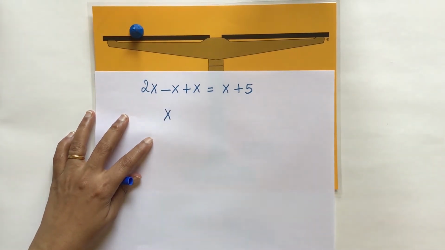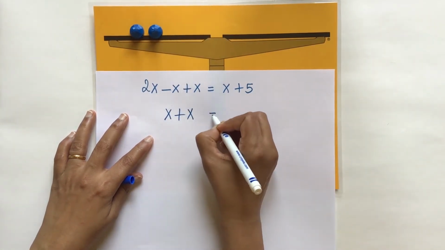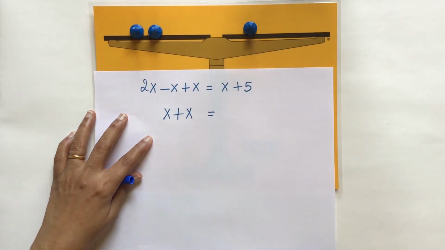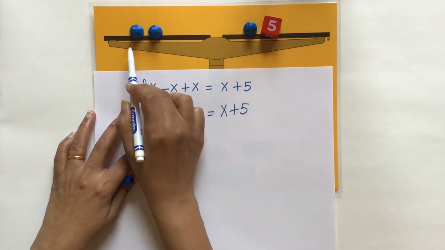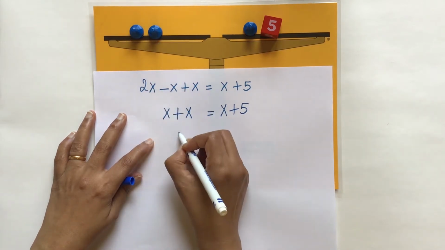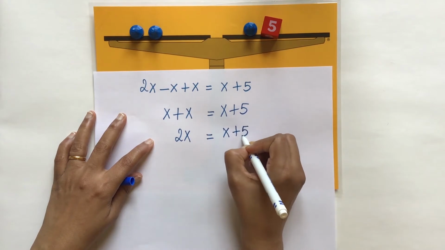Let's bring in another x. x plus x equals x plus 5. The left side of the equation combines to give you 2x. 2x is equal to x plus 5.